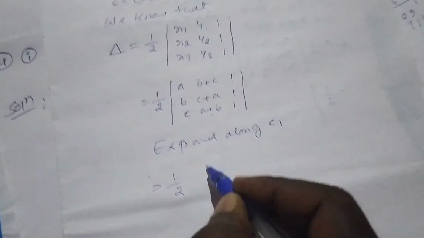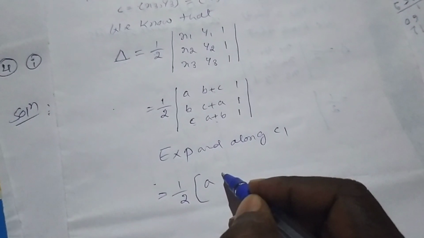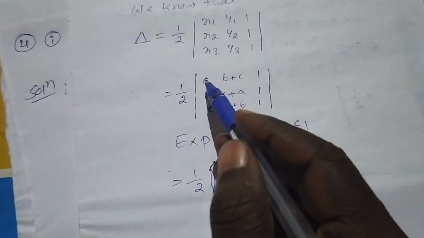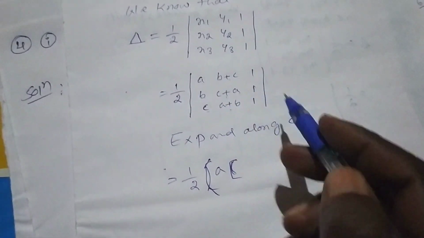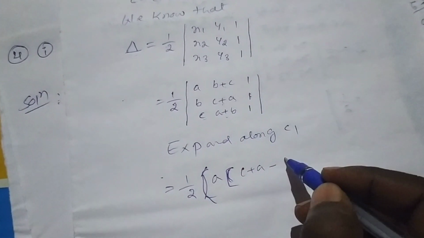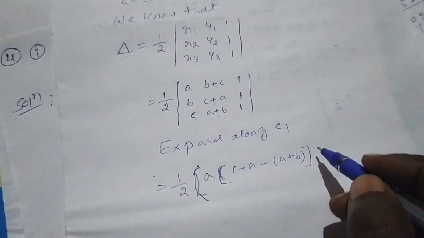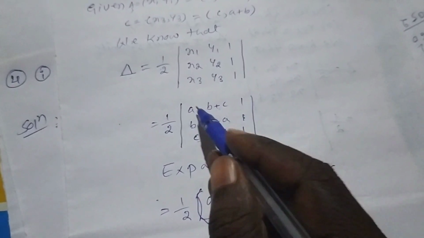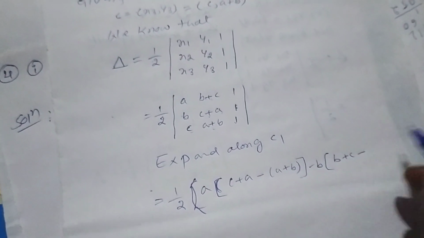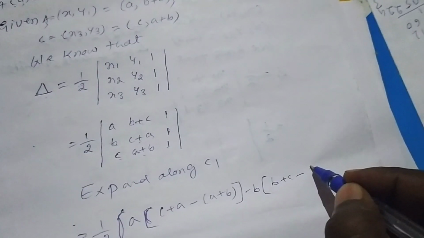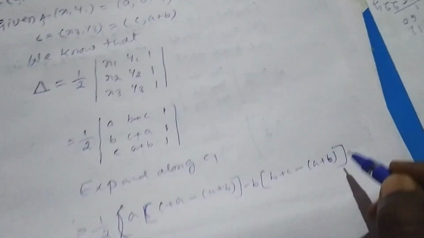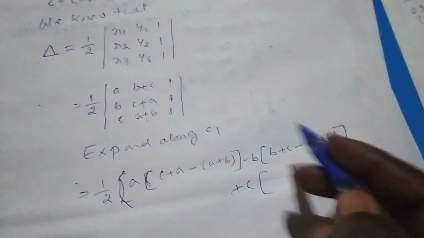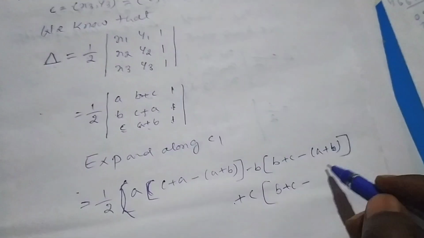So that is half into, when you expand along C1, A into bracket, deleting all the elements in the row and column in which A exists, C plus A minus A plus B. Now minus B into bracket, delete all the elements here, the remaining things are B plus C minus A plus B into 1, A plus B. Now plus C, delete all the elements here, B plus C into 1, B plus C, minus C plus A into 1, C plus A.